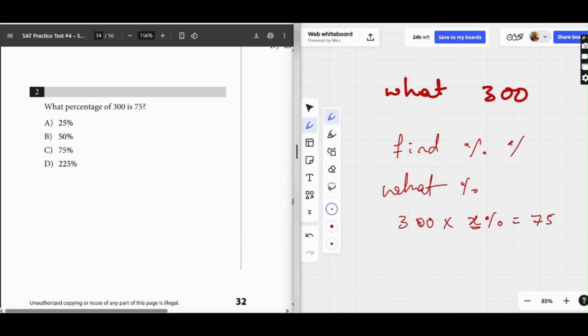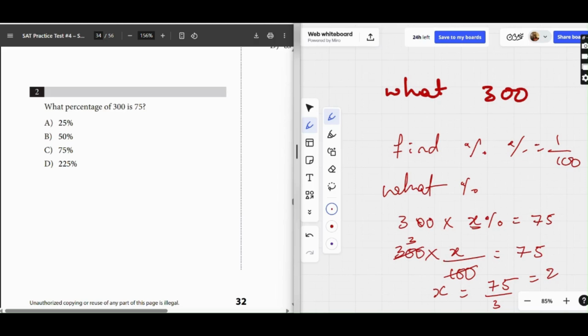And percentage is always x by 100. Let me do that. 300 multiplied by x divided by 100 gives me 3x equals 75. Keeping the x and sending the 3 to the denominator, x is 25. So 25% is our answer, which is option A.